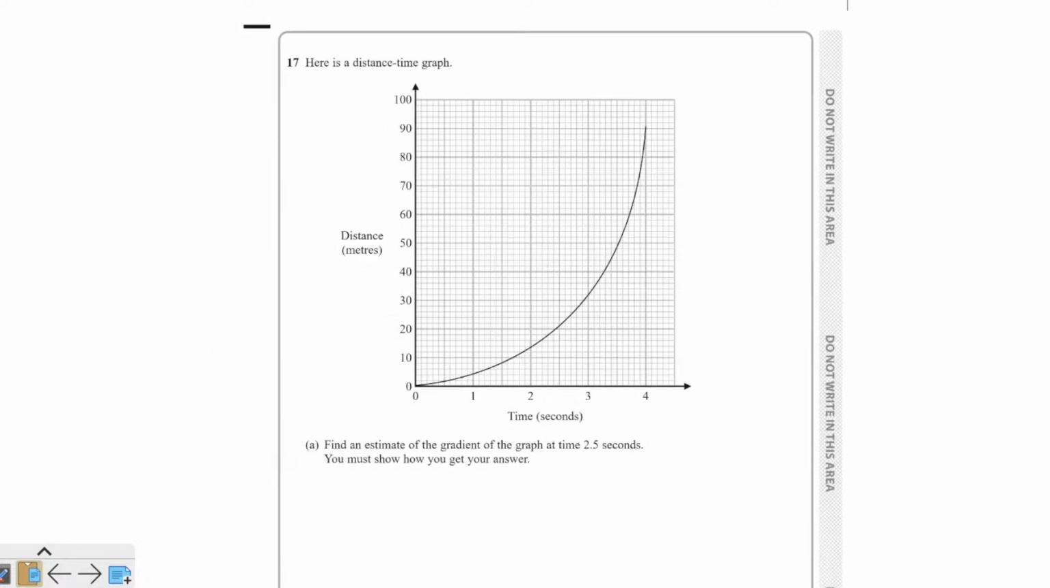Okay, question 17. Here is a distance time graph. Find an estimate for the gradient of the graph at time 2.5 seconds. Obviously show how you get your answer. So this is one you just have to memorize. Gradient is a rate of change, isn't it? I feel like a lot of people go, oh, it's just the 21 divided by 2.5. It's not that, because there's no change there, is it? You've only got a single set of coordinates. So in this case, you have to draw a tangent.